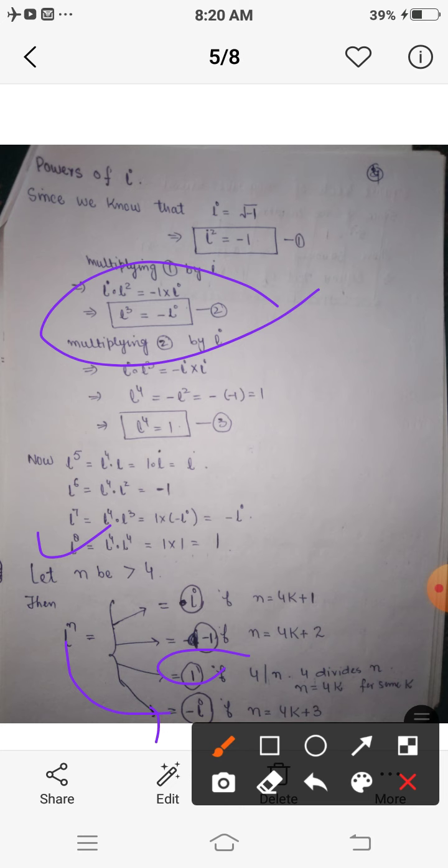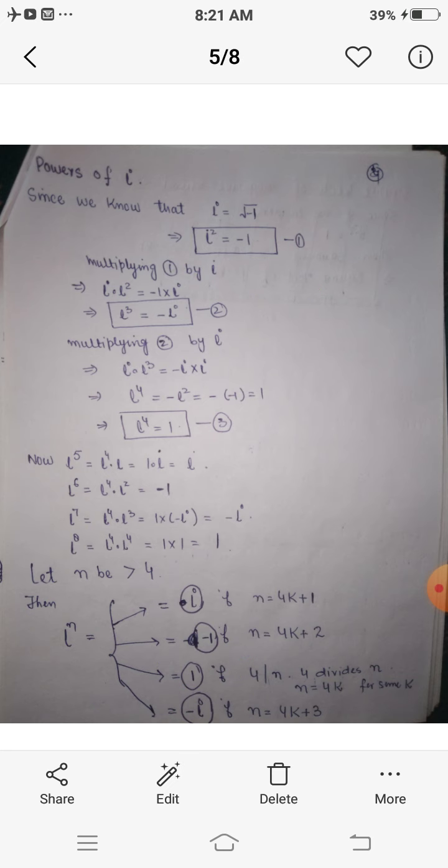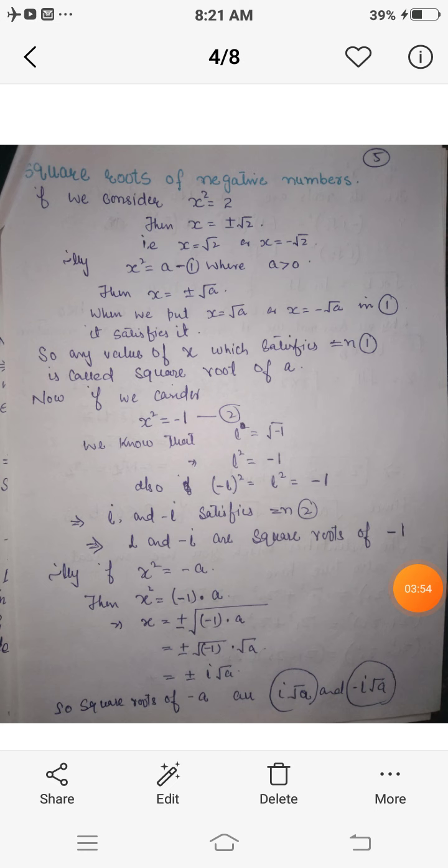So simply, if we have to find any power or a large power of this iota, we simply divide the given number by 4 and find its remainder. When the remainder is 0, value is 1. When remainder is 2, value is minus 1. When remainder is 3, value is minus iota. And when remainder is 1, the value is iota. So in this way you can find any power of iota.